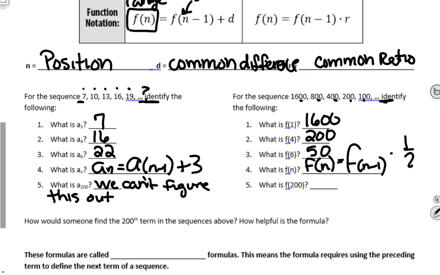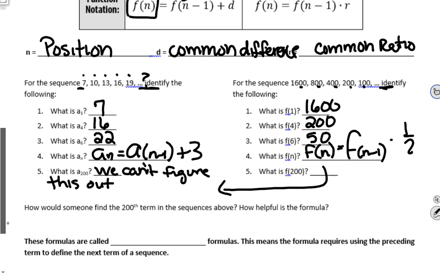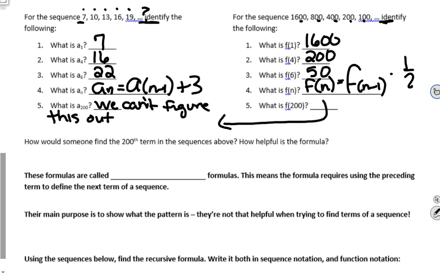And then what is F of 200? It's the same reason as this. We cannot figure that out because we don't have the correct formula to do that. We would need an explicit formula to figure out what F of 200 is. So how would someone find the 200th term in the sequences above? How helpful is the formula? The formula is not helpful at all.